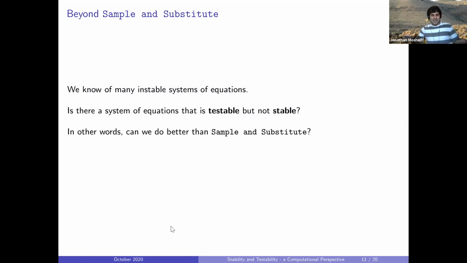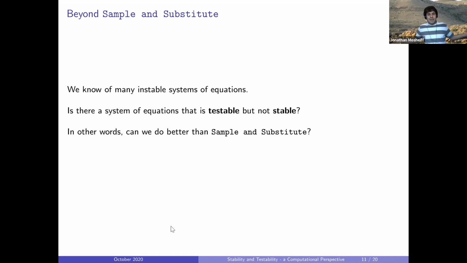I started this talk by asking which systems of equations are testable, and until now I only concentrated on one specific, very natural algorithm. But of course, the question is: is it the only one?